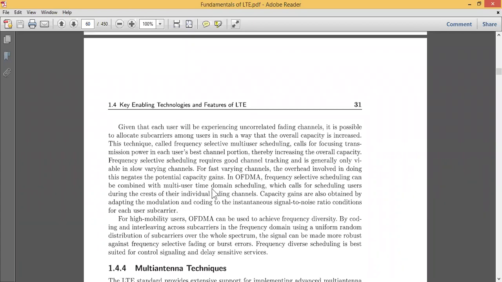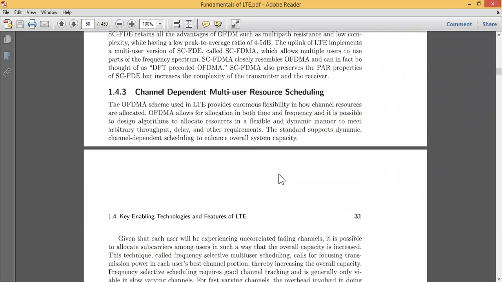And in OFDMA, the frequency selective scheduling can be combined with multi-user time domain scheduling, which calls for scheduling users during the crest of their individual fading channels. Then if you want to have capacity gain, it can also be done by adapting the modulation and the coding to the instantaneous signal to noise ratio condition for each user or subscriber. So this is how the channel dependent multi-user scheduling is done.